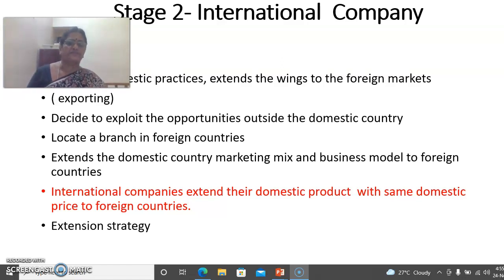It locates a branch in foreign countries. It extends the domestic country marketing mix and business model to the foreign countries. In short, you can say that international companies extend their domestic product with the same domestic price to the foreign countries. That means it adopts the extension strategy for entering into the foreign country.